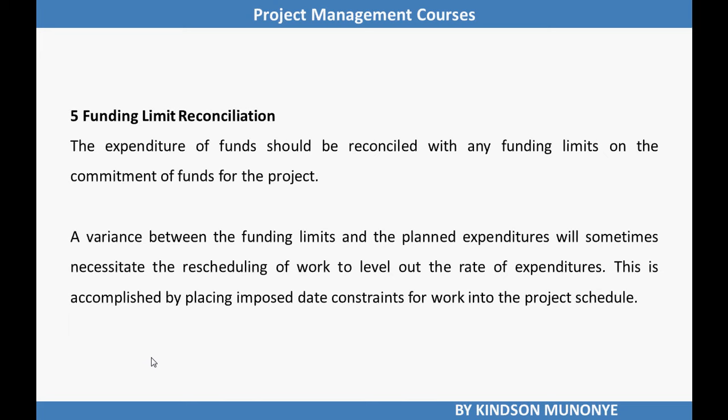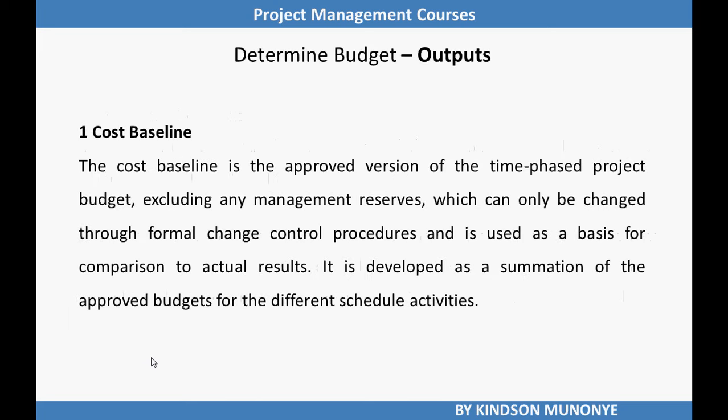Then we also have outputs of determine budget. Of course, we know the cost baseline, which is the approved version of the time-phased project budgets, excluding management reserve. Always bear in mind that the baseline excludes management reserve. This cost baseline can only be changed through formal change control procedures, and is used as a basis for comparison to actual results. It is developed as a summation of the approved budgets for the different schedule activities.